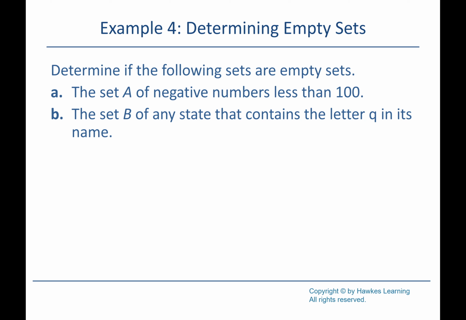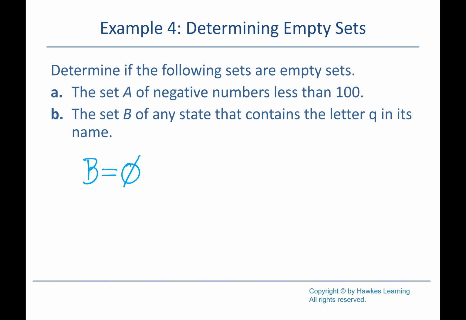But what about B? It says the set of any state that contains the letter Q. Can you think of a state that has a letter Q in its name? Me either. We won't spend too long thinking about it, but here set B is the empty set. There's not any. That is the empty set.